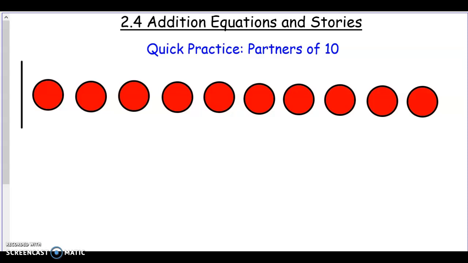Hi first graders, today we are going to continue our work with addition equations and we're going to add in some story problems. This is lesson 2.4. Before we begin, I want to start off with some quick practice of partners of 10.